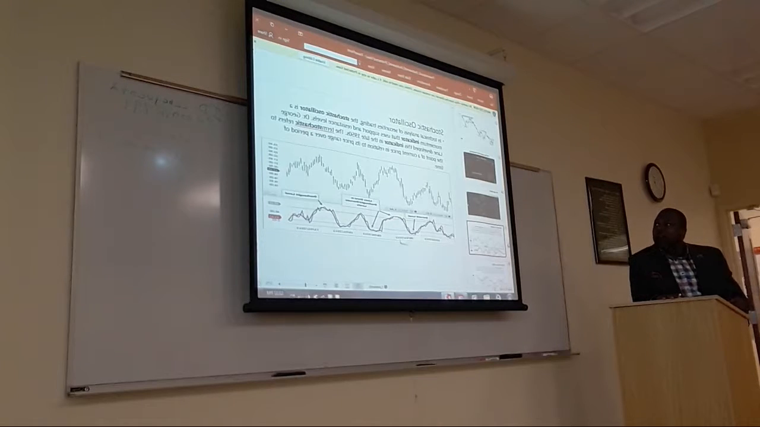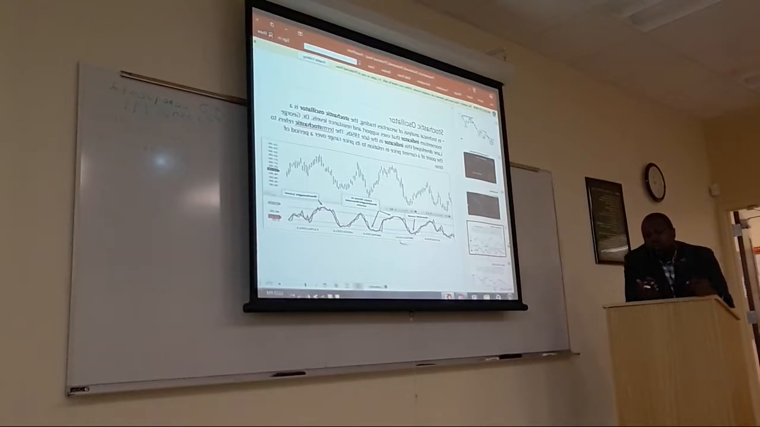Basically, the stochastic really shows momentum in the market. Really simple. It shows overbought or oversold zones in the market. So whenever you use the web analyzer, if it's below 20, we know that it's oversold. If it's above 80, it means overbought.